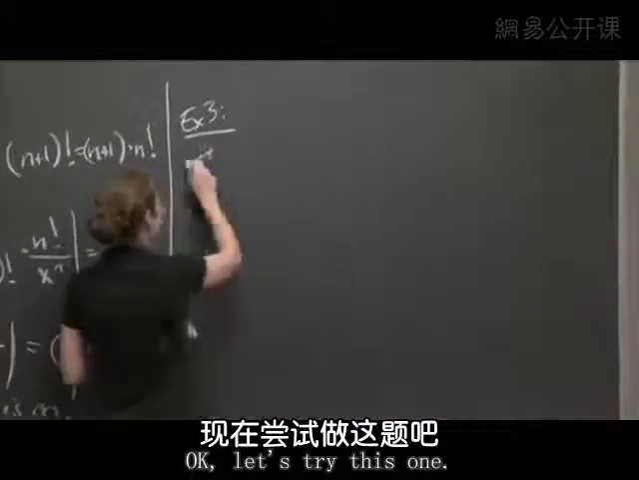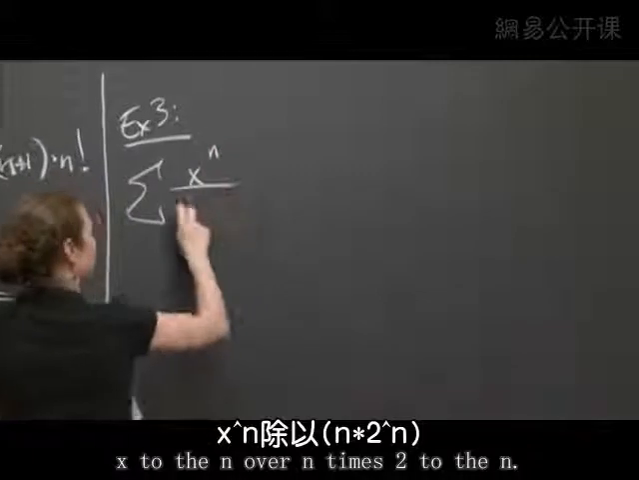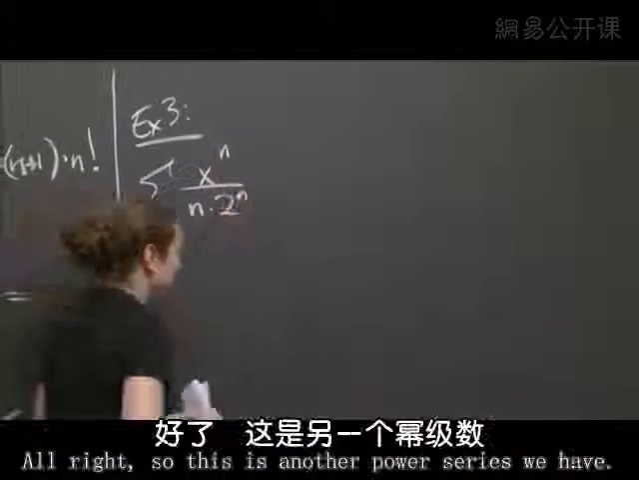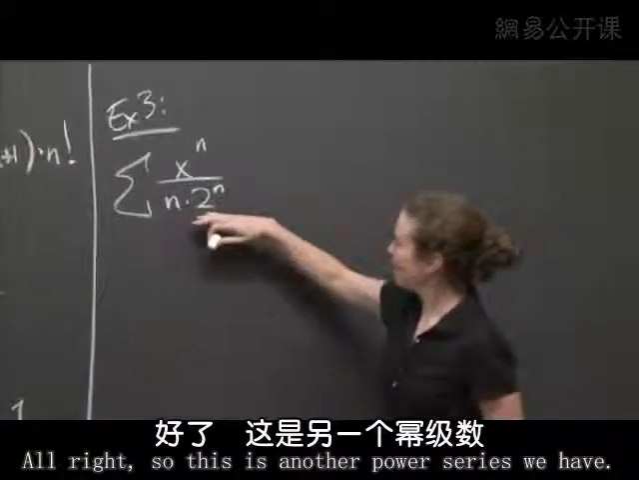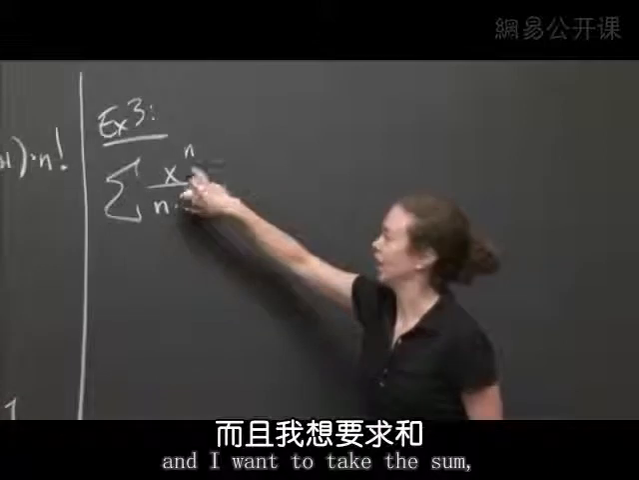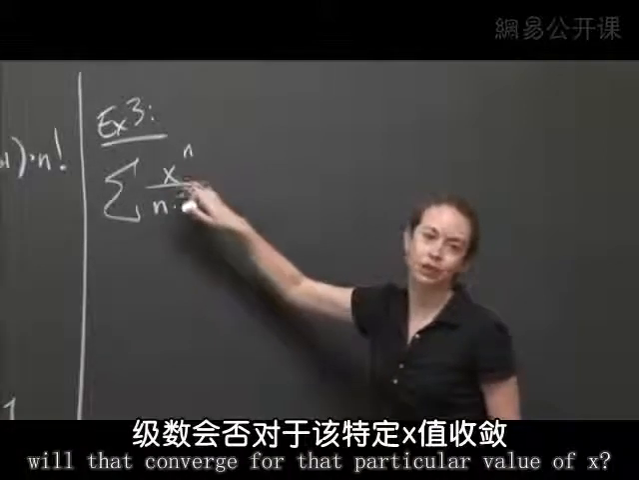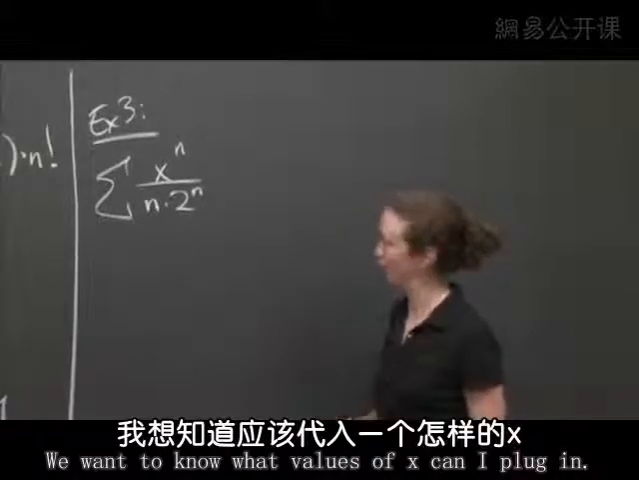Okay, let's try this one. X to the n over n times 2 to the n. All right, so this is another power series we have, and we want to know if I plug in some value of x and I want to take the sum, will that converge for that particular value of x? We want to know what values of x I can plug in.